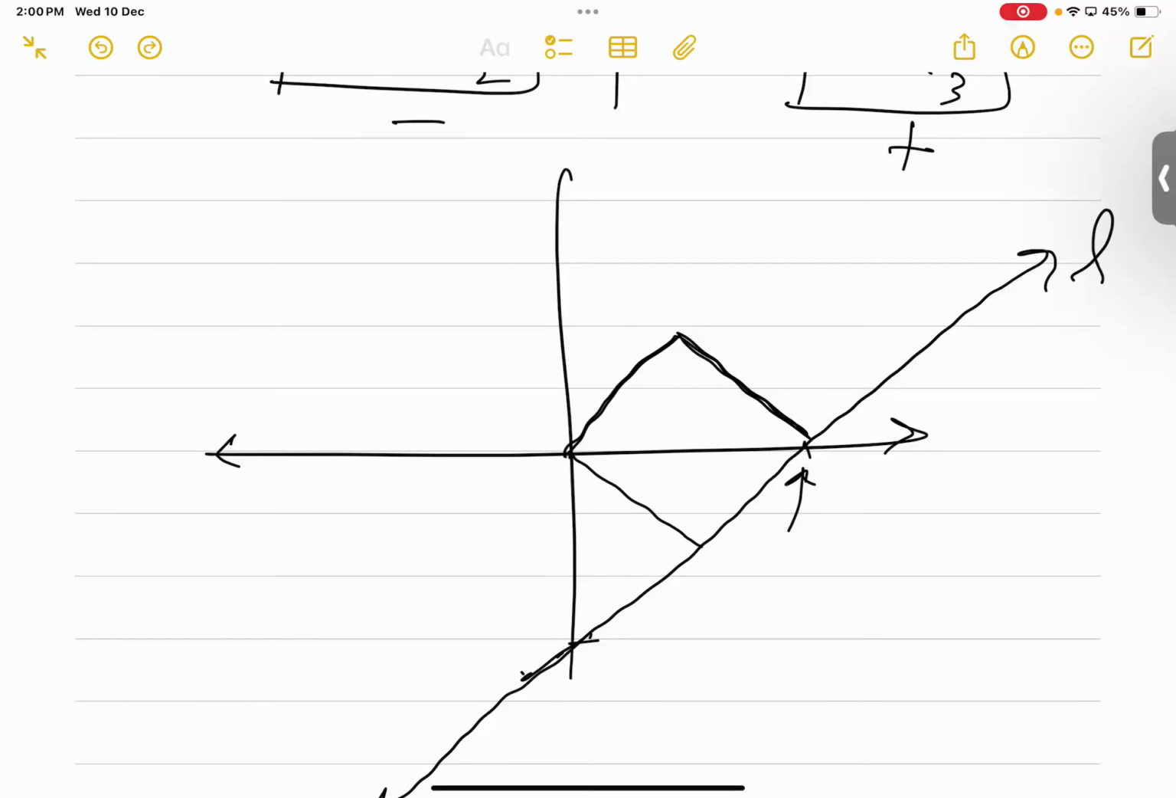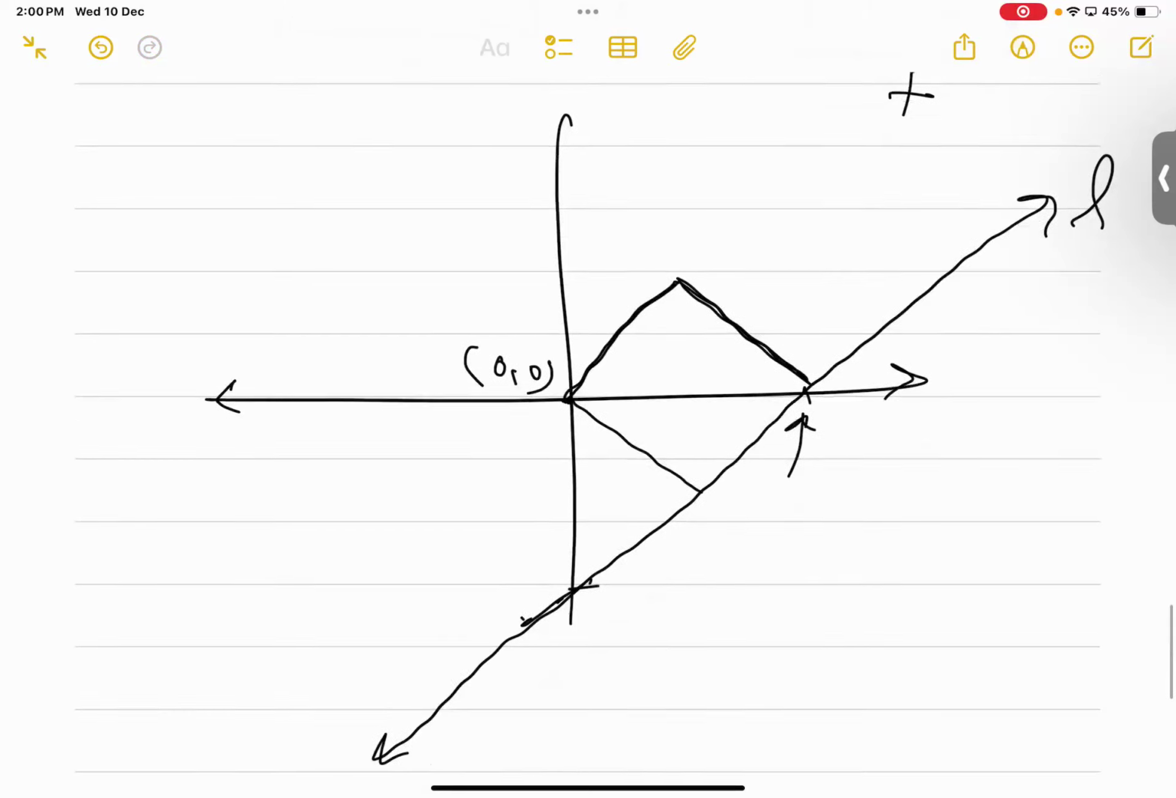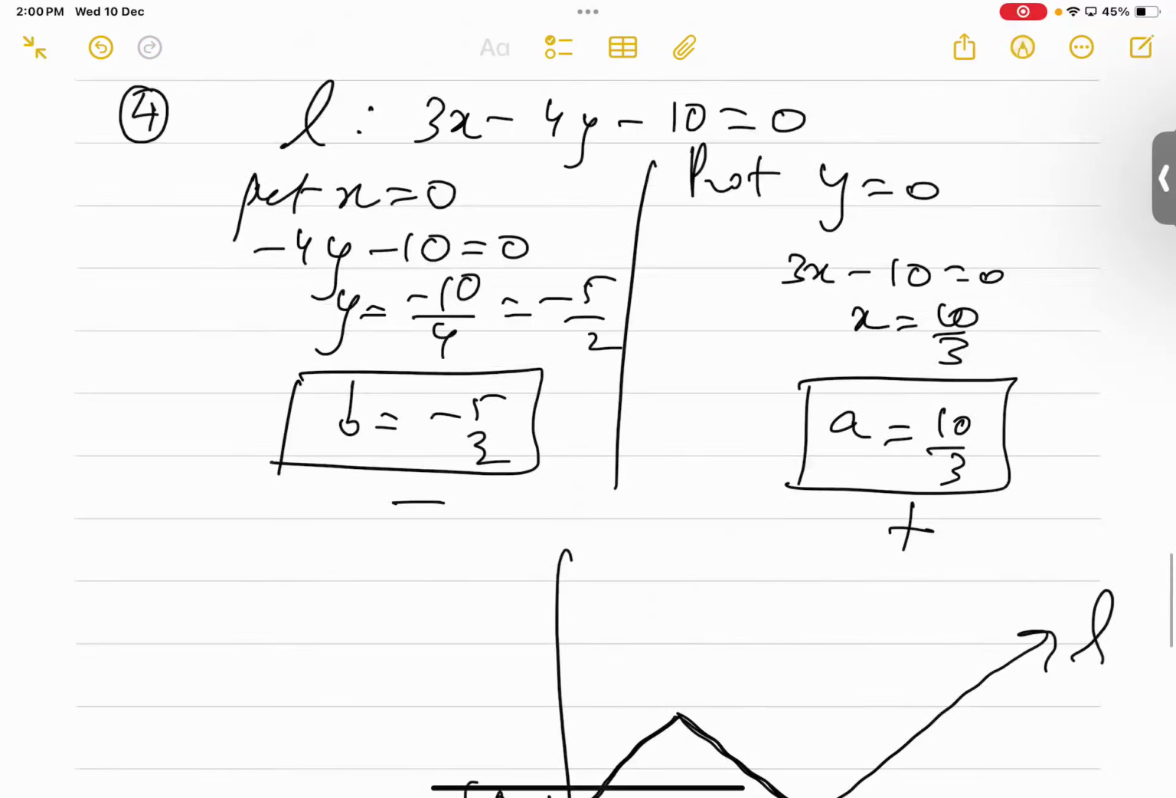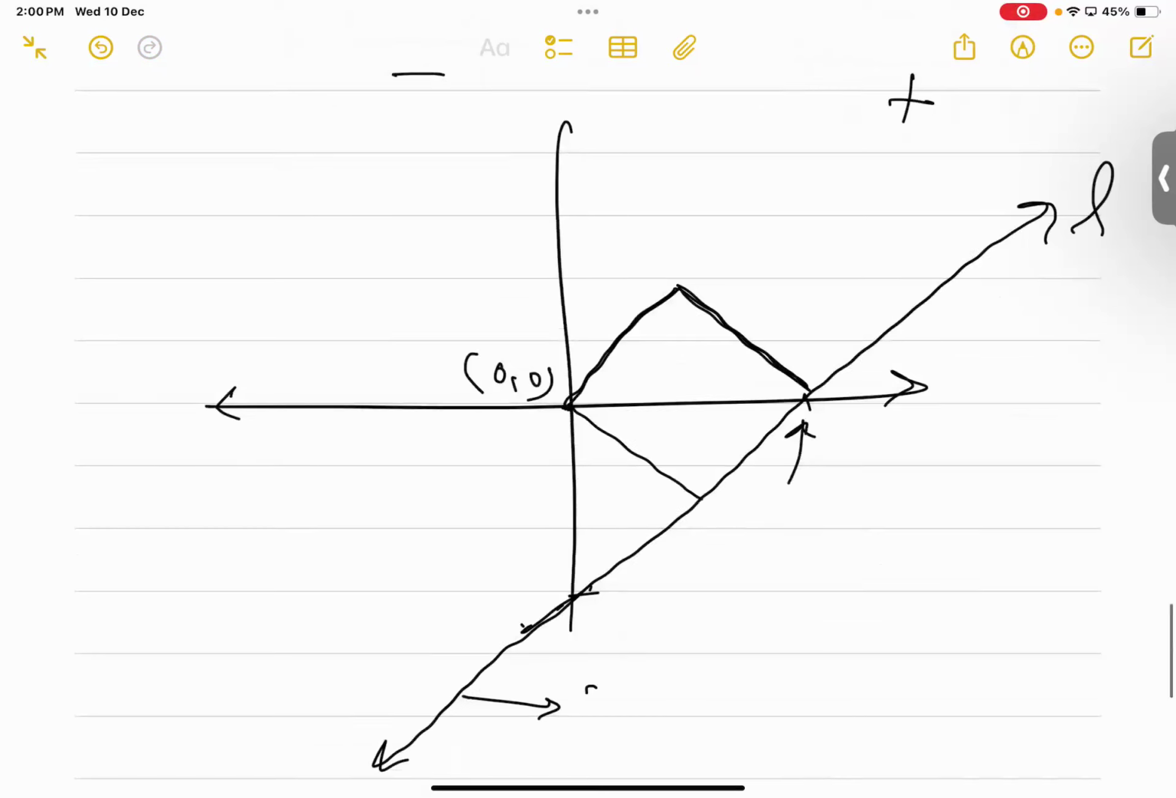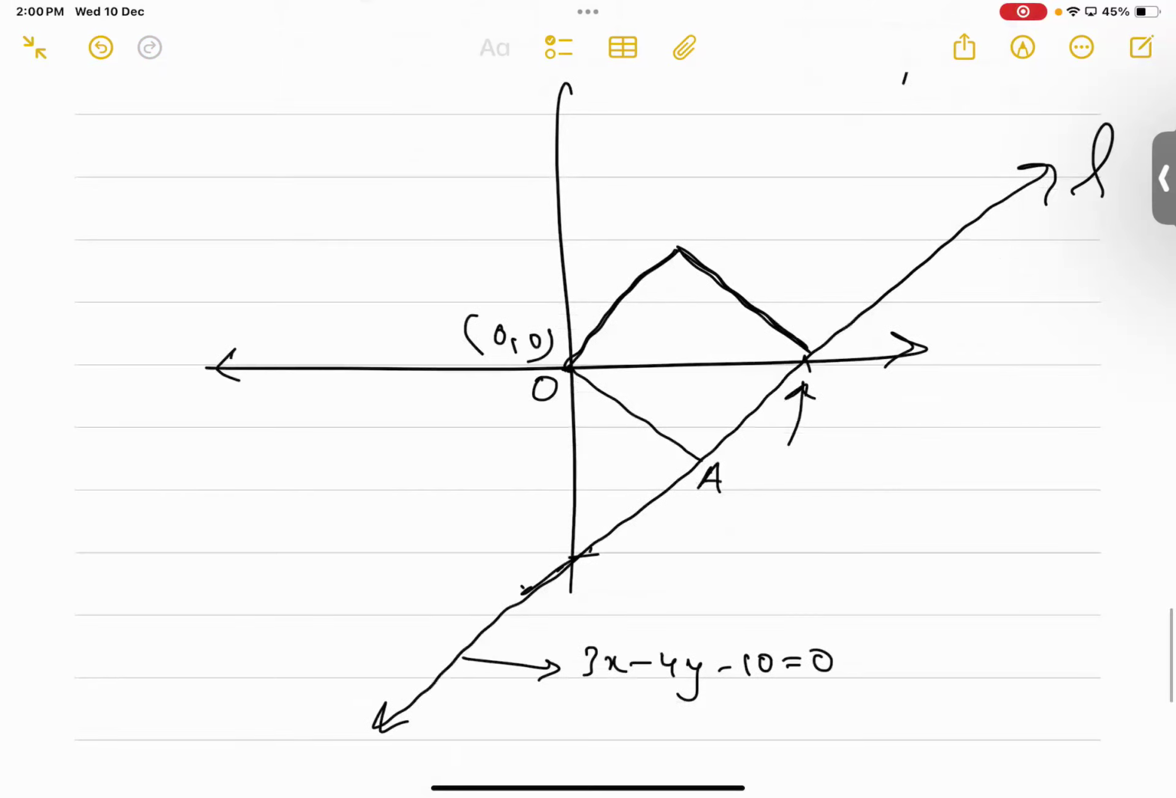Okay, so this is the origin 0 comma 0. And what is this line? This line is 3x minus 4y minus 10 is equal to 0. So this is O and this is A. So OA definitely becomes what? OA is the distance between the point O and the line, and that will be one of the sides of the square.